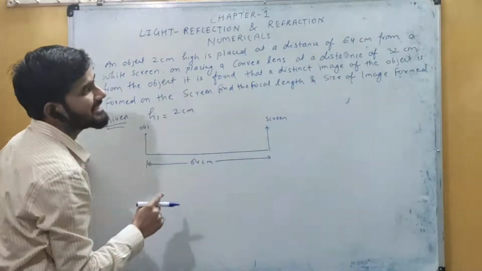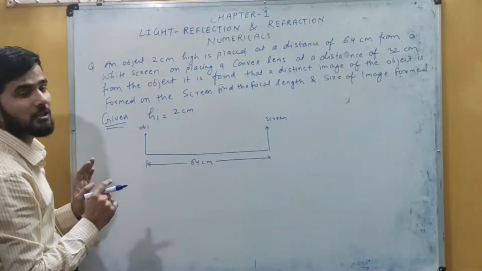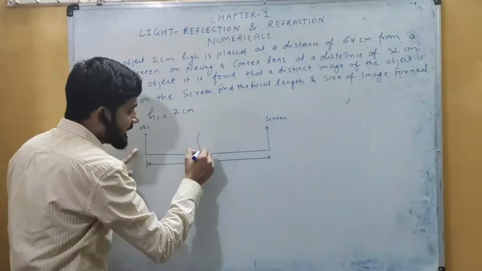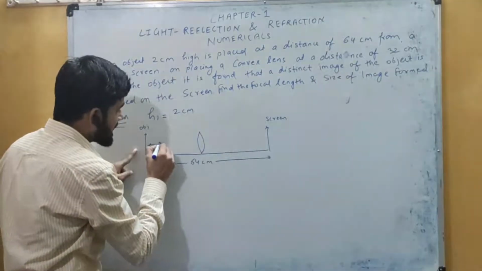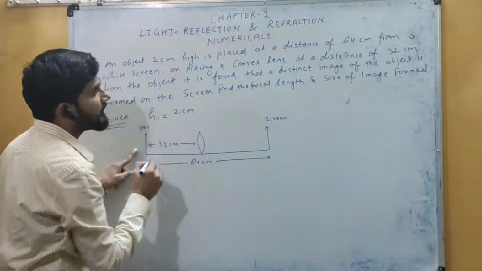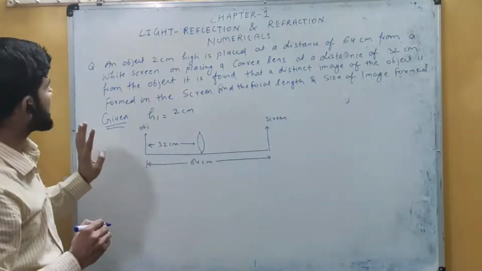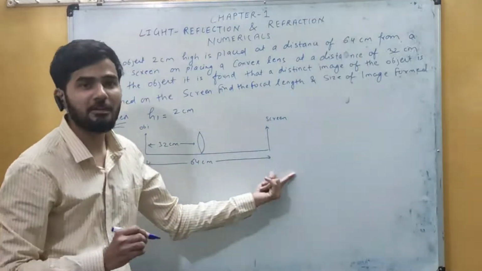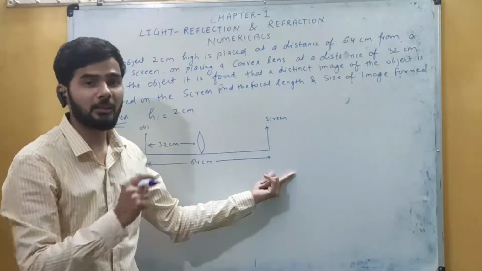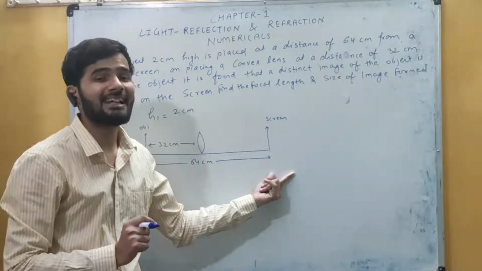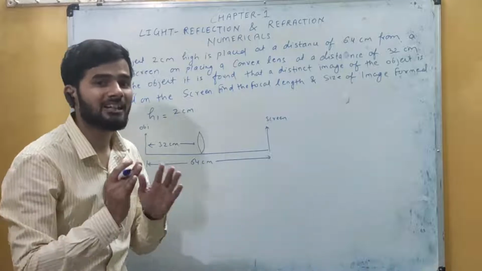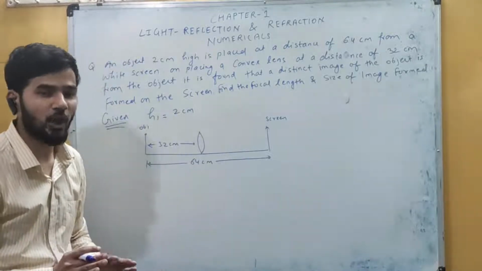On placing a convex lens at a distance of 32 centimeter from the object, object से 32 centimeter की distance पे हमने क्या रखा है? एक convex lens रखा है. It is found that a distinct image of the object is found on the screen. स्क्रीन के ऊपर क्या इमेज बन गई? अगर स्क्रीन के ऊपर इमेज बनी, इसका मतलब यहाँ पर इमेज कौन सी है? That is real and inverted, because only a real and inverted image can be formed on screen.